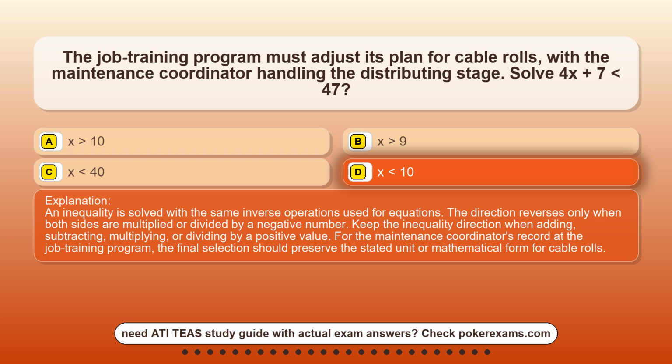An inequality is solved with the same inverse operations used for equations. The direction reverses only when both sides are multiplied or divided by a negative number. Keep the inequality direction when adding, subtracting, multiplying, or dividing by a positive value. For the maintenance coordinator's record at the job-training program, the final selection should preserve the stated unit or mathematical form for cable rolls. Question 25.